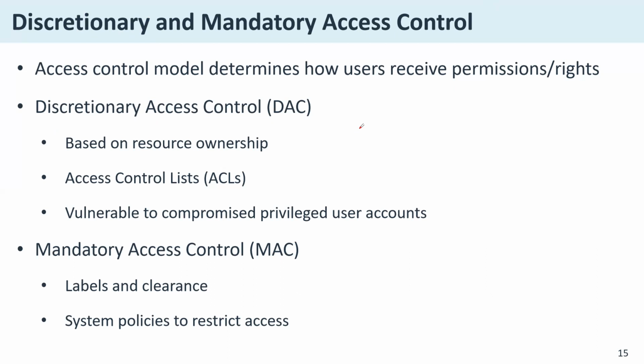So we have the first one, which is DAC, discretionary. This is based on the user. The owner of that particular document can say, okay, I want to give access to so-and-so person, I want to give access to so-and-so person. For MAC, you have labels and clearance. So the system is going to restrict access.